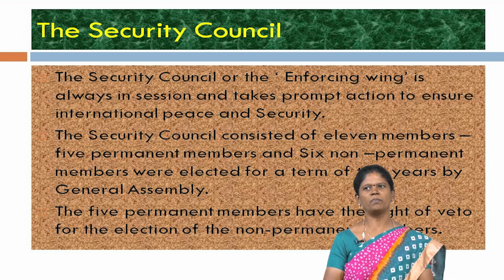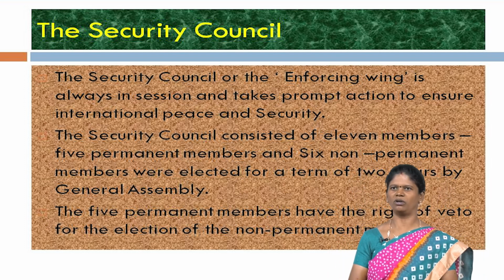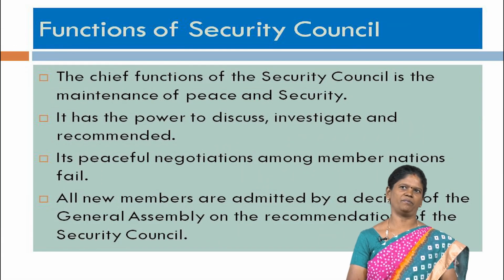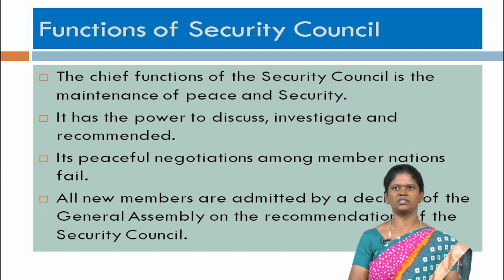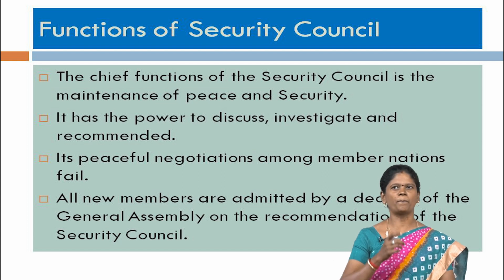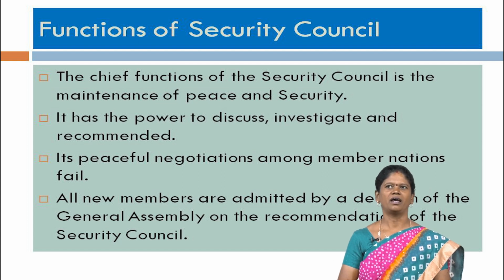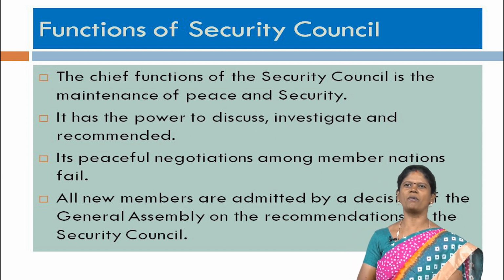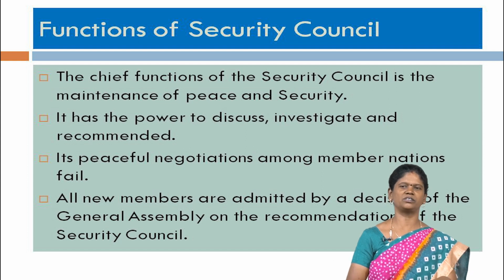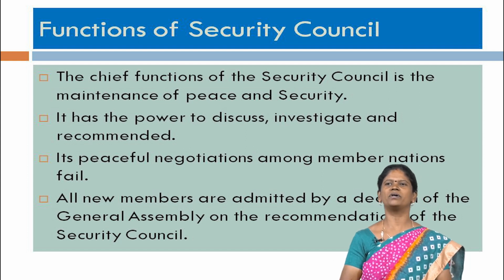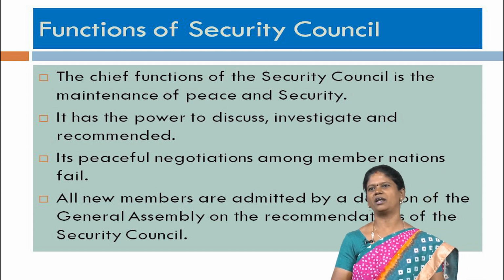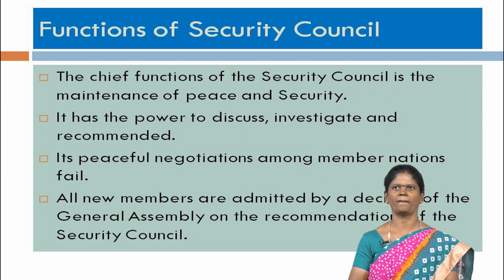The 5 permanent members have the right of veto. The chief function of the Security Council is to maintain peace and security, and it has the power to discuss, investigate and recommend peaceful negotiations among member nations. All new members are admitted by decision of the General Assembly on the recommendation of the Security Council.